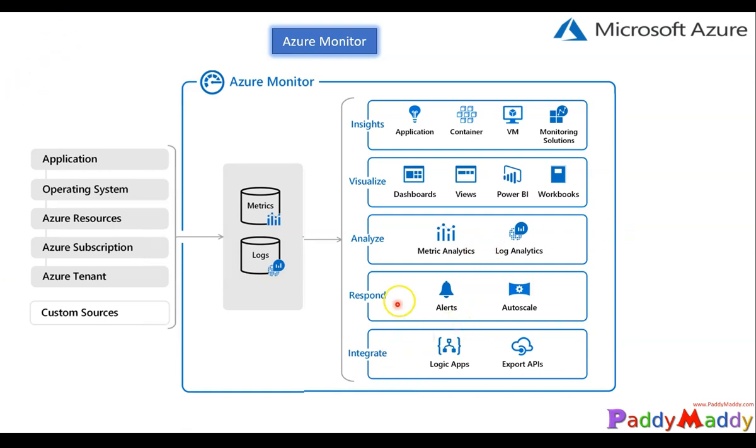Let's also understand what these five different things are. If you look here, you can integrate with whatever data is coming based on the data metrics or logs. You can integrate with them using Logic Apps or Functions, or with third-party REST APIs. Once it is integrated, you can respond based on the alerts, and these alerts can trigger auto scale. Let's say a VM spikes, then it can auto scale or increase the size of the VM.